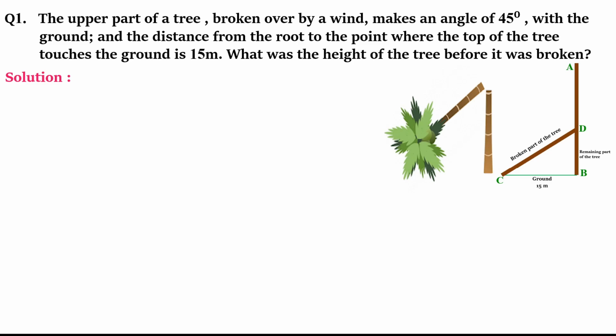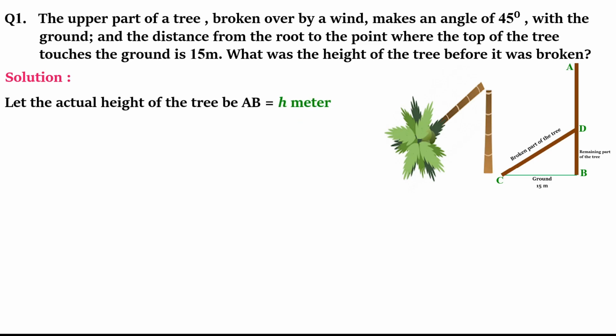Let's read further. The distance from the root to the point where the top of the tree touches the ground is 15 meter. Yes, we have taken BC as 15 meter. Now what they are asking: what was the height of the tree before it was broken? That means we have got our aim. We have to find the length of AB. So let's start with the solution.